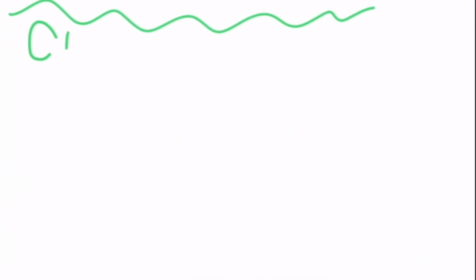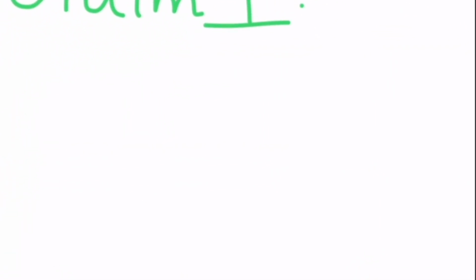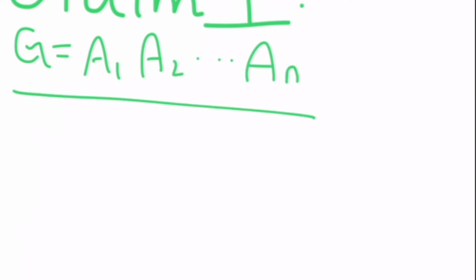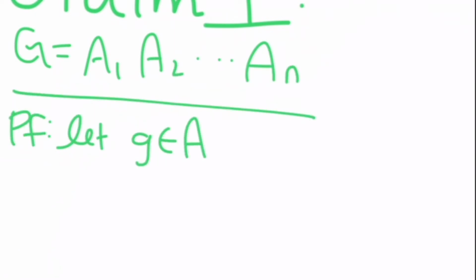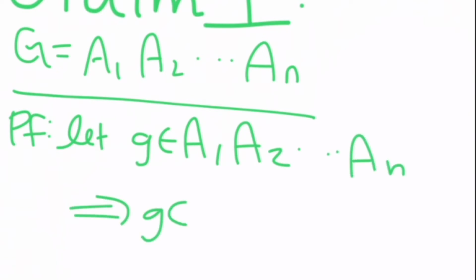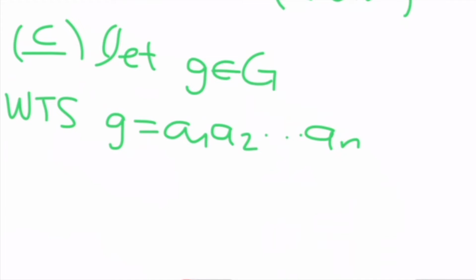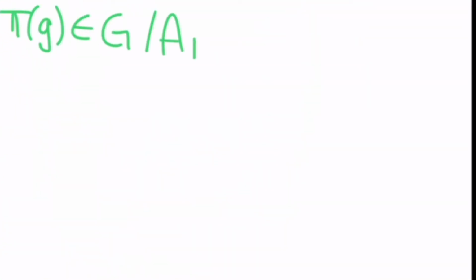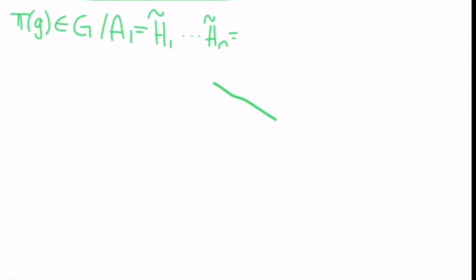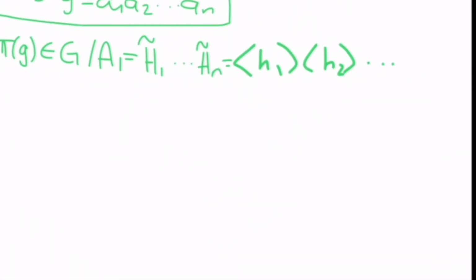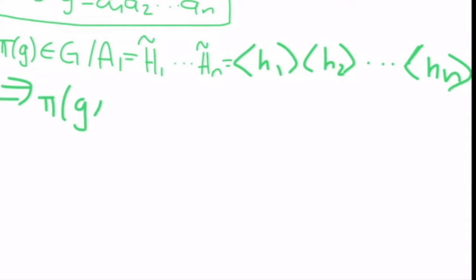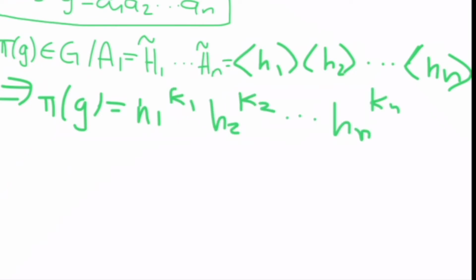So now let's start with claim 1, which is that G is equivalent to the product of the groups A1 through An. Proving the first direction of inclusion is intuitive, so I'll just skip that for now. To prove the opposite direction, let g be an element of G. We know pi of g is an element of G mod A1, and G mod A1 can be written as the product of the groups generated by little h1 through little hn. Therefore, pi of g equals h1 to the k1, h2 to the k2, through hn to the kn.